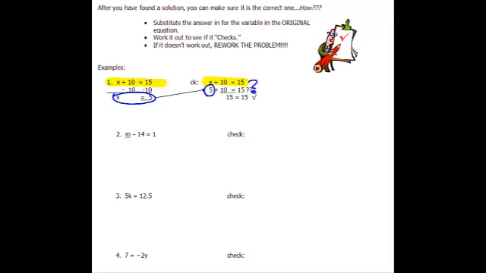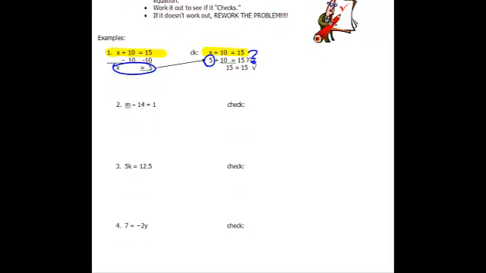Let's try number 2 together. Easy equation. I add 14 to both sides and I get m equals 15. To check it, I rewrite m minus 14 equals 1. I plug back in my 15 and I ask the question, does that work? Yeah, 1 equals 1. Sure, piece of cake. Don't fudge the checks. I always know if you're trying to make it work and it doesn't work.